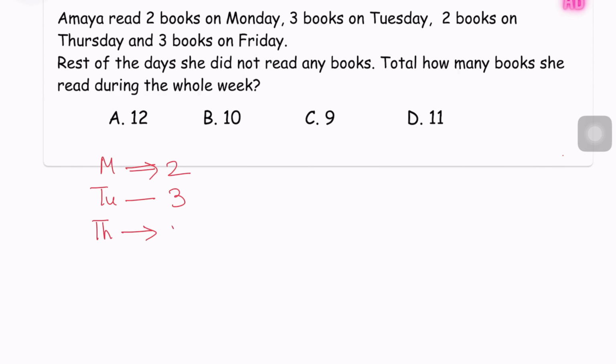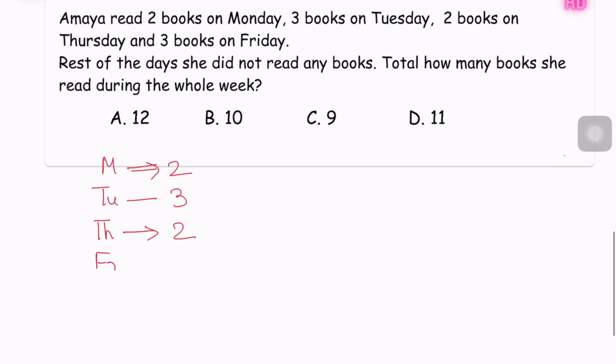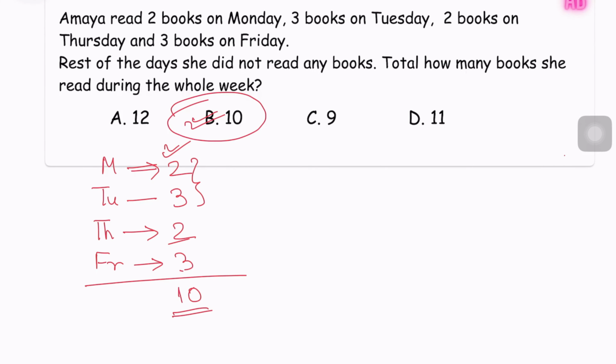Thursday, she read how many books? 2 books. Then on Friday, she read 3 books. The rest of the days she did not read any books. Total, how many books did she read during the whole week? On Monday, Tuesday, Thursday, Friday, she read this number of books. If we add these, we will get the total number of books she read during the whole week, because on the rest of the days she did not read any books. Let's add. 2 plus 3 is 5. 5 plus 2 is 7. 7 plus 3 is 10. So the answer is option B, 10.